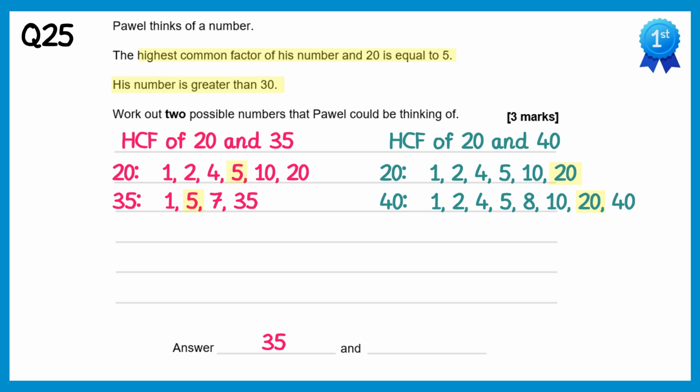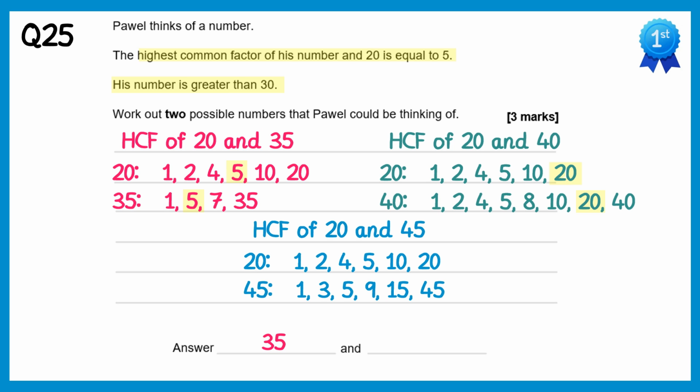Let's try the next number in the 5 times table. Let's try 45. So the factors of 20 and 45 are as follows, and the highest common factor here you can see is 5. So 45 would be a possible answer. You could have any number here as long as it's in the 5 times table and ends in 5. So it could be 55, 65, 75, and so on.